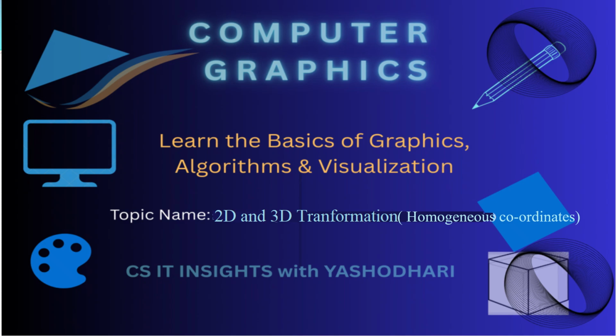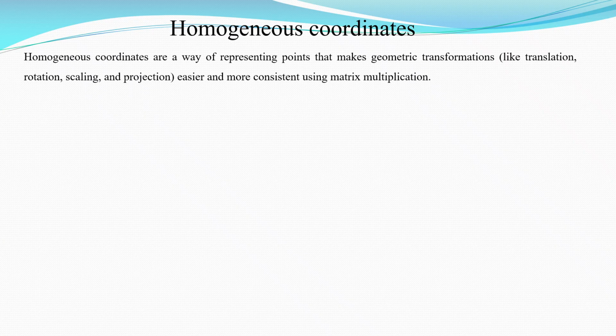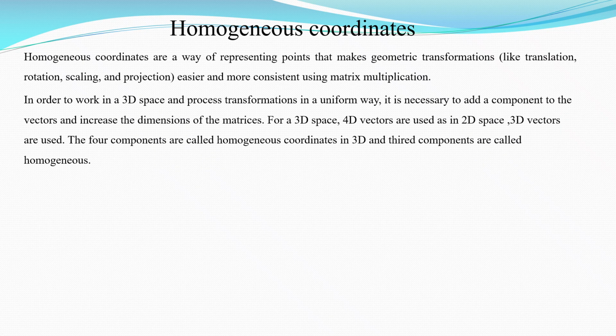In this video, we will learn about the homogeneous coordinate. Okay, let's start. What is a homogeneous coordinate? It's a way of representing points that makes geometrical transformations like translation, rotation, scaling, and projection expressible as matrix multiplication. Focus on matrix multiplication.